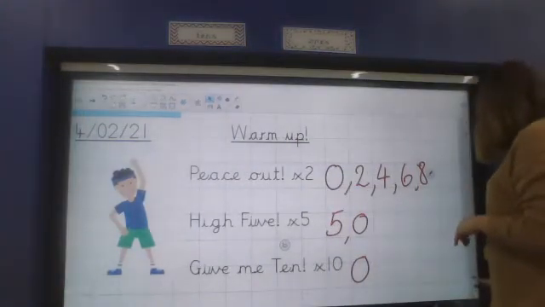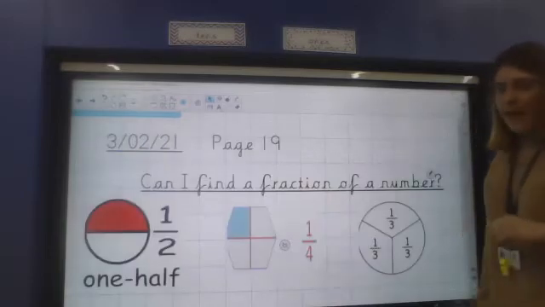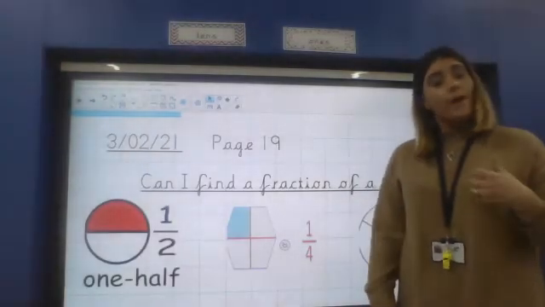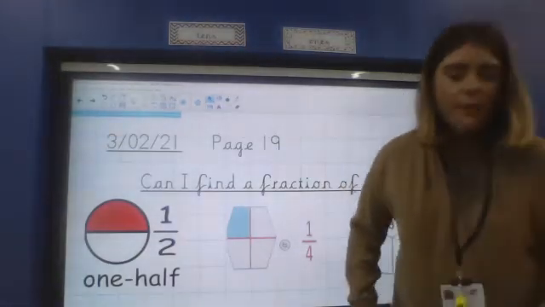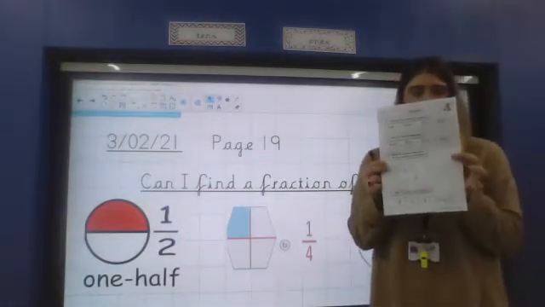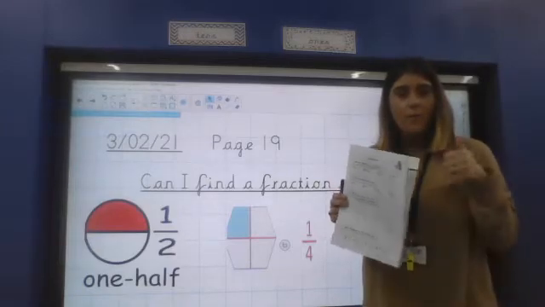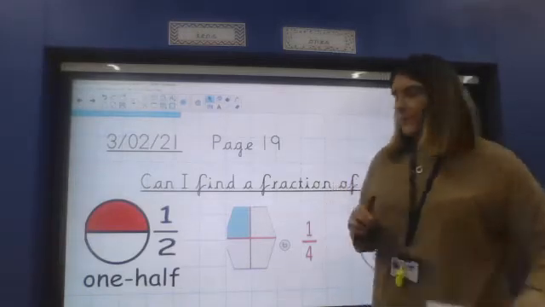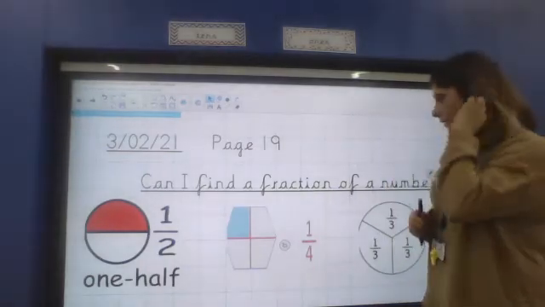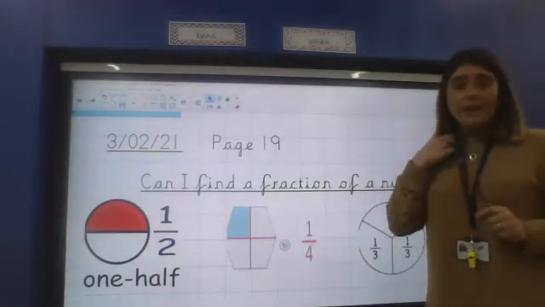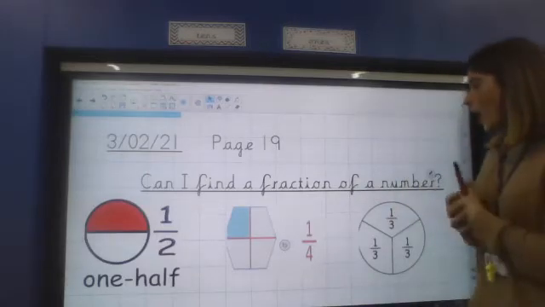So we're carrying on looking at fractions like we have been all week. Today when we get to our activity, we're going to be looking at page 19. So we're going back to where we should be in our book now, page 19. We don't need that just yet. We just need our whiteboard and pen to begin with. Yesterday we looked at finding half of a number. So we began to find fractions of a number by finding half.